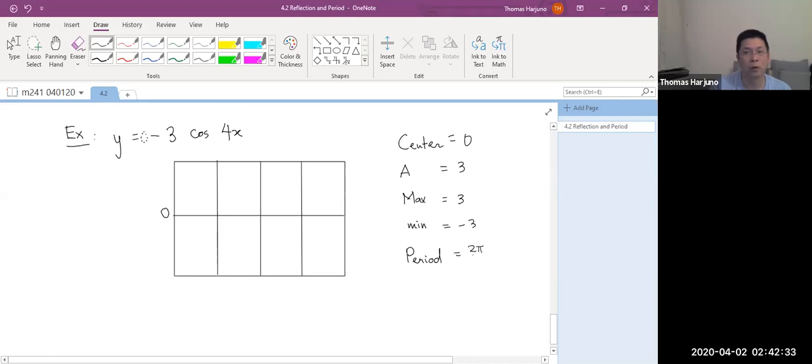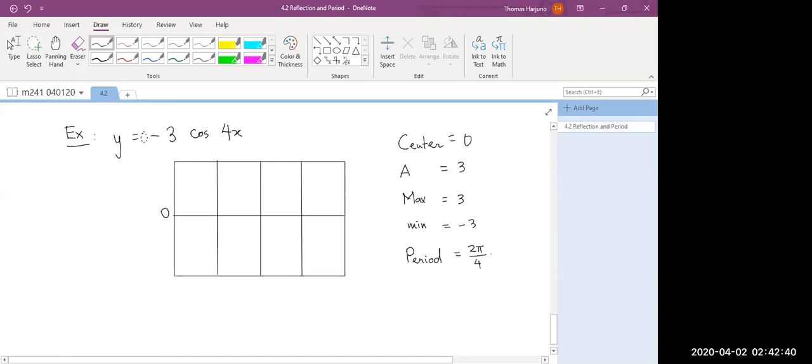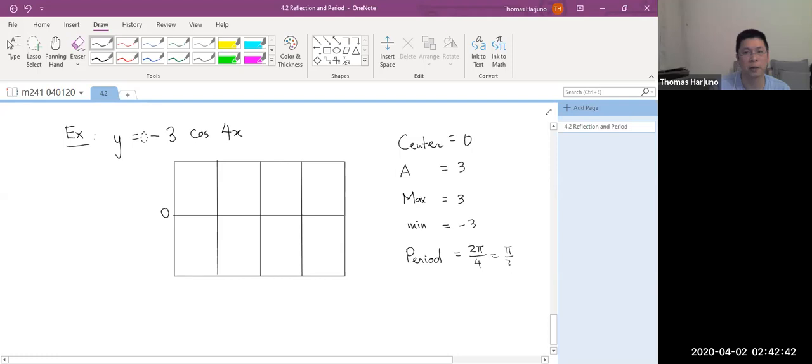The period will be 2 pi over 4, which will give us pi over 2, right? Okay. So from that 0, this is 3, this is -3. We start from 0, we end at pi over 2.